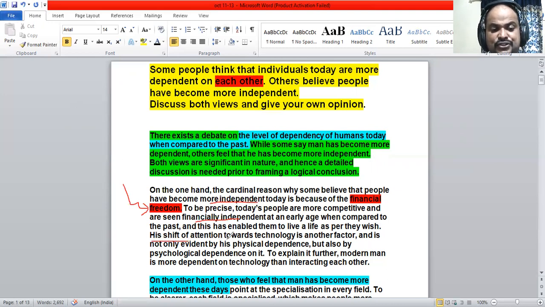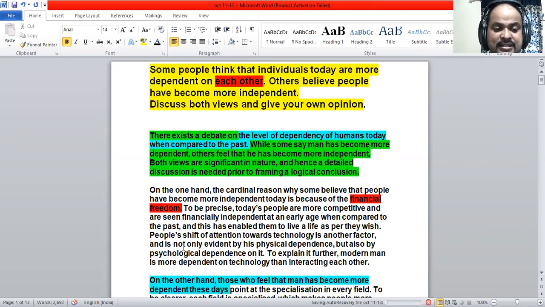People's shift of attention towards technology is another factor which makes them independent, and is not only evident by their physical dependence, but also by psychological dependence on it.